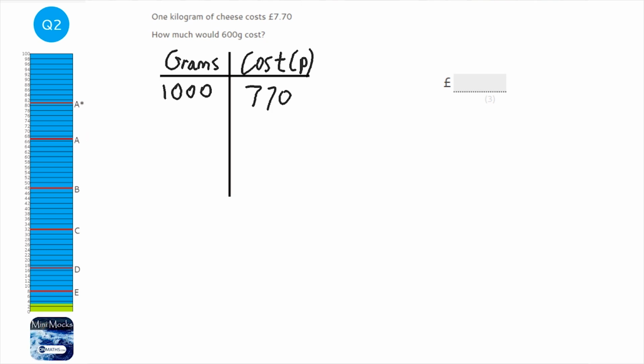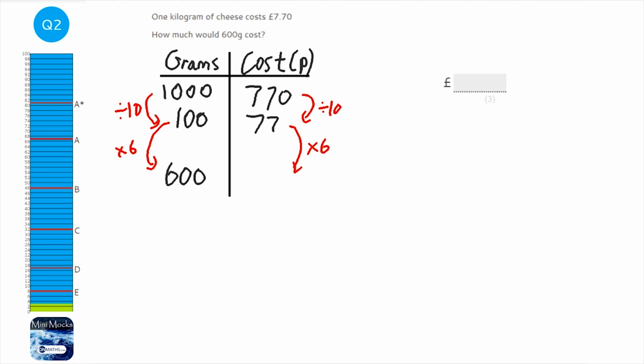Now we need to get this so it's 600 grams, which is what it's said in the question. So I need to bring it down to something that's easy, something I don't need a calculator for, and then bring it up. So let's have a think. Well, if I divide that by 10, and if I divide this one also by 10, then that will bring us down to 100. And I can divide that by 10 without a calculator, 77. And then if I times that by 6, then I'll get 600. So I need to times that by 6.